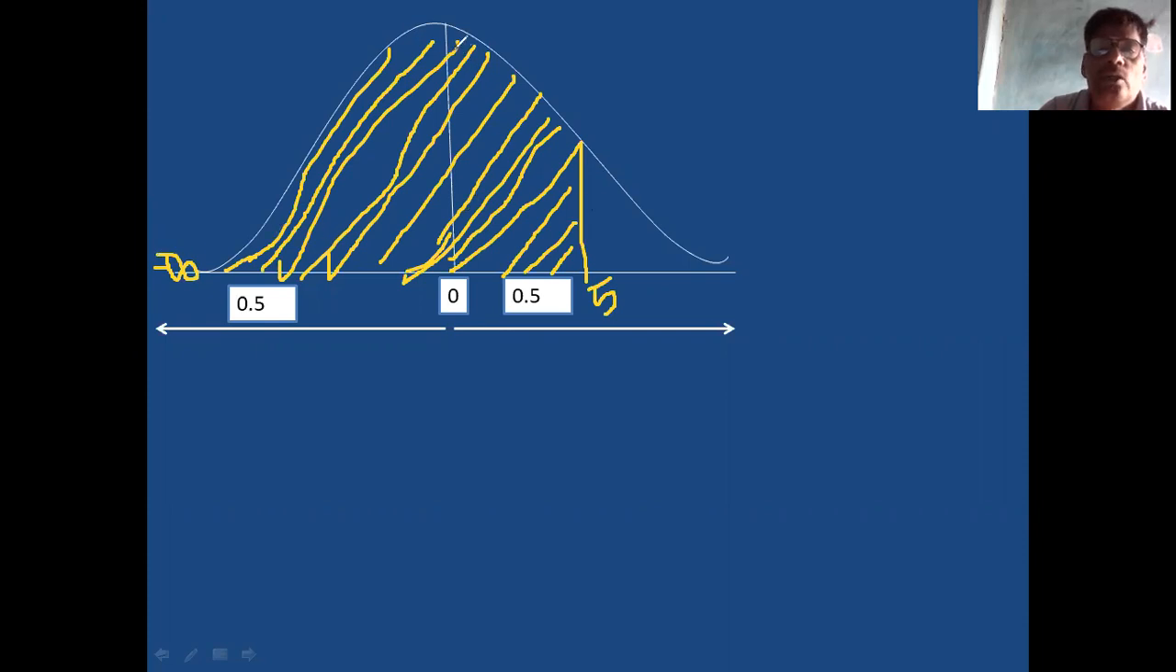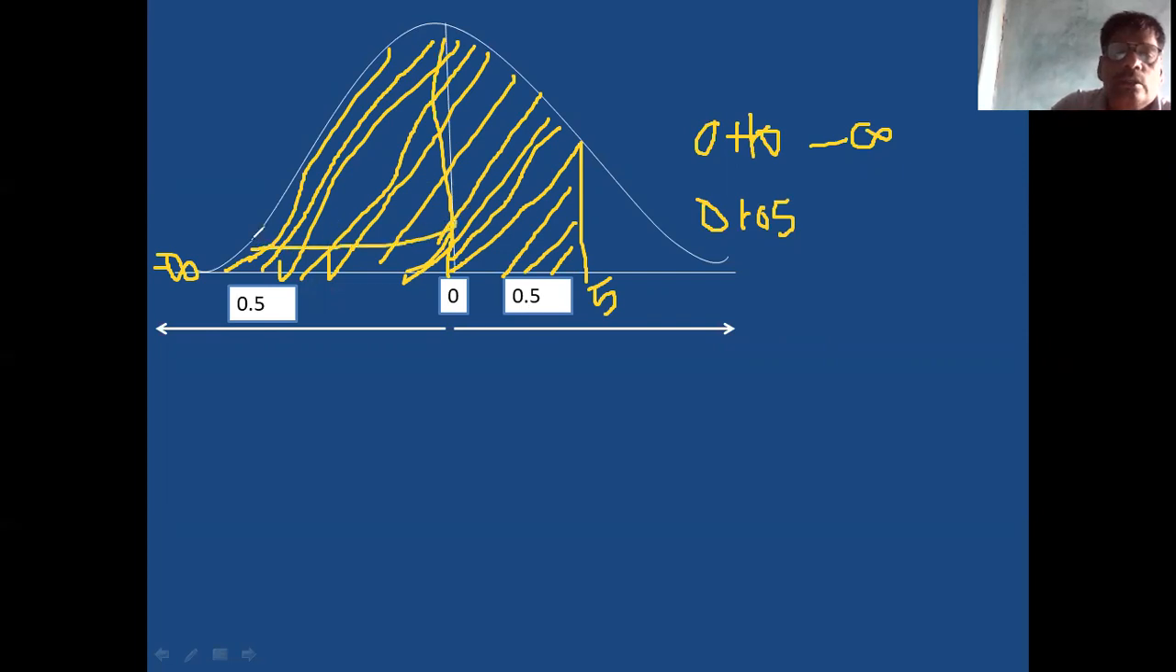This area is divided into two. One is 0 to -infinity, whatever marked area is there, and another area is 0 to 5. This marked area is divided into two. One is 0 to -infinity, you see here, one area. Another area is 0 to 5. Two areas are there.